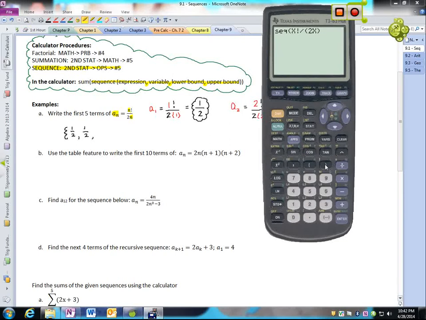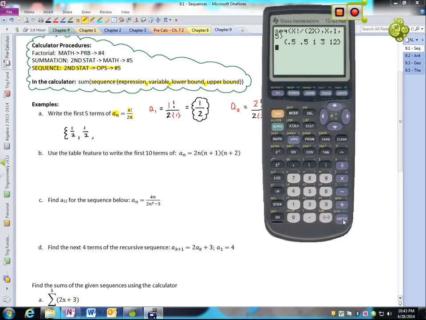Next, I need a comma, which is located right above the 7 here. And then it wants me to know what variable I'm evaluating for, the variable x, comma. Lower bound, I'm starting with a sub 1, so I'm going to use the value 1. And I'm going all the way to the 5th term. So, comma, upper bound is 5, close parenthesis. So this is saying, find the sequence of this expression, x factorial over 2x, evaluated at x, going through the terms 1 all the way to the term 5. So 1, 2, 3, 4, and 5.